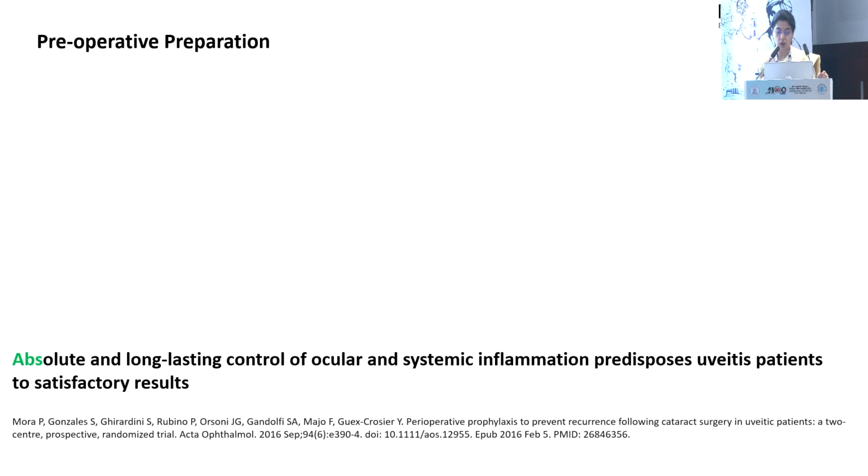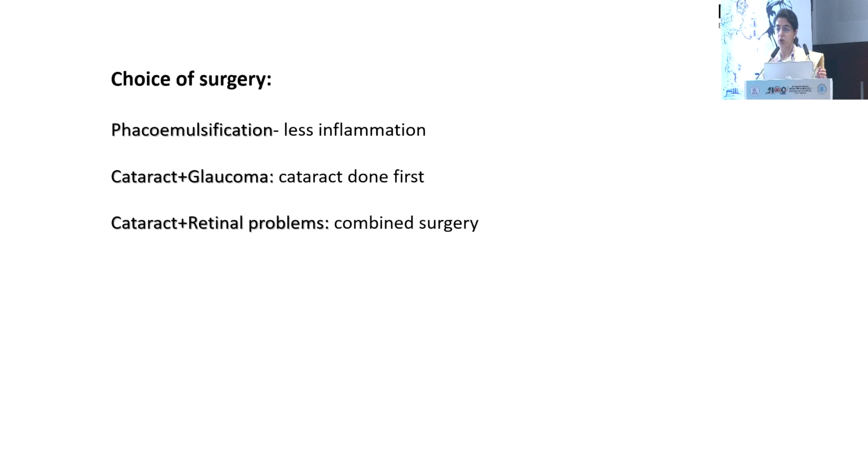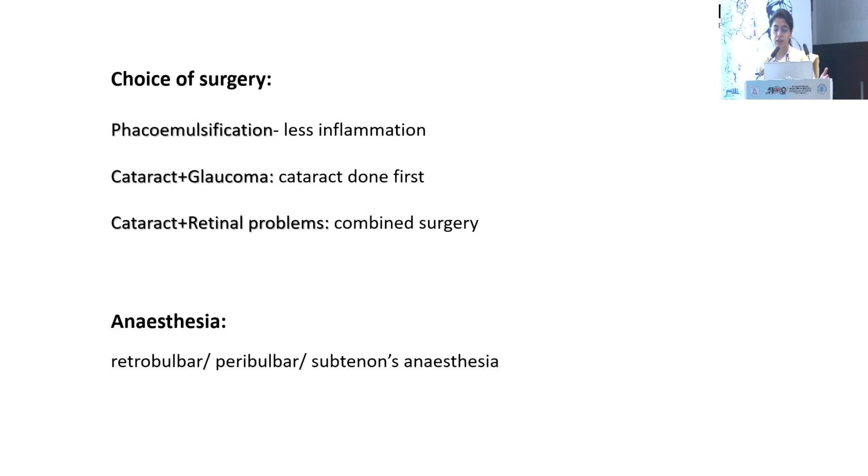Absolute and long-lasting control of ocular and systemic inflammation is most important in these eyes for satisfactory results. Do not forget to give prophylaxis for infectious uveitis like toxoplasmosis and herpetic uveitis, which tend to recur after cataract surgery. Choice of surgery is obviously phacoemulsification because it causes less inflammation. When cataract and glaucoma coexist, cataract surgery should be done first, because if a combined surgery is done or a glaucoma surgery is done first, the inflammation from cataract surgery can result in failure of the bleb. If cataract and retinal problems coexist, a combined surgery can be planned.